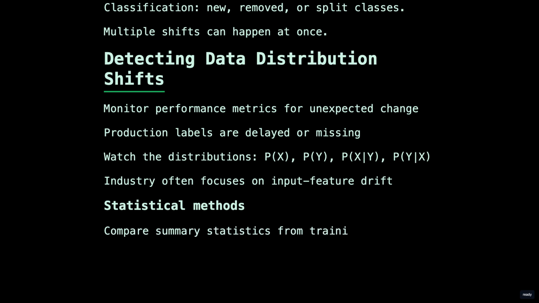A common first check is to compare means, medians, variances, quantiles, and similar summaries between training and serving data. That can reveal a shift quickly, but matching summary statistics does not prove the distributions are the same, so it is only a rough screen.